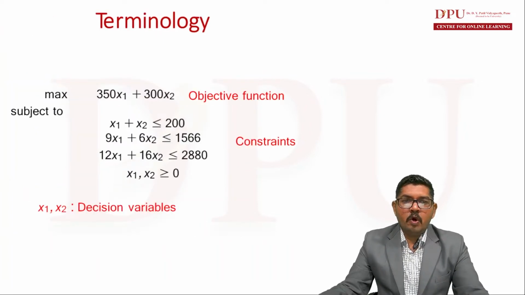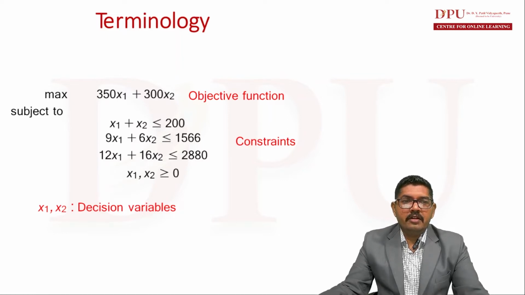Terminology. The objective function, as we have already discussed, is also mentioned in the form of an equation. The equation in front of you, maximize 350x1 plus 300x2, is an objective function, where x1 and x2 are decision variables. It means that the values of x1 and x2 determine the value of the objective function. That's why they are decision variables.